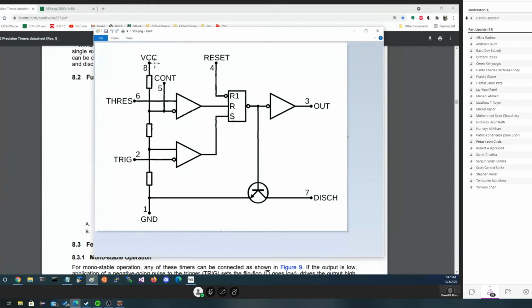Notice that VCC on pin 8 is tied to one end of those resistors, and ground on pin 1 is tied to the other end. So VCC and these three resistors build a voltage divider. Unless we hook something up to control here, all three of these resistors will appear to have the same effect on the voltage.